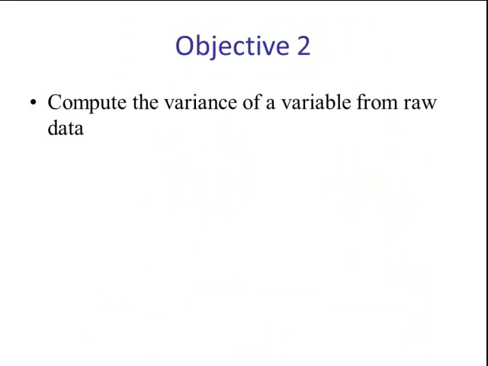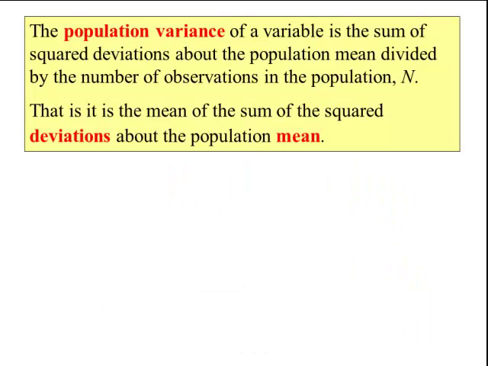Lesson objective number 2, compute the variance. The population variance of a variable is the sum of the square deviations about the mean divided by the number of observations in the population, n. That is, it is the mean of the sum of the square deviations about the population mean. Now, deviation, just the easiest way to think about it, is how far a value is away from the mean. So the variance is simply the average of the square deviations.